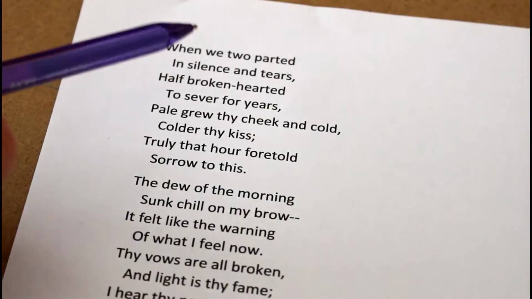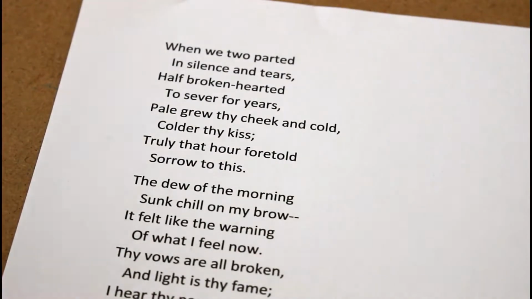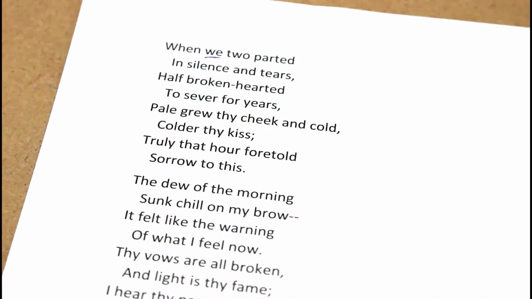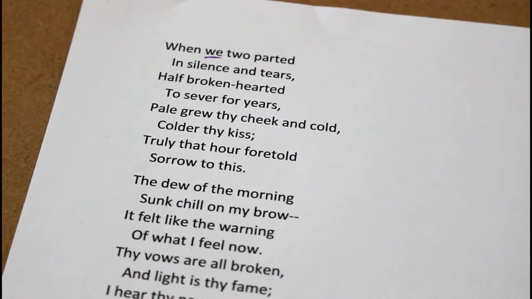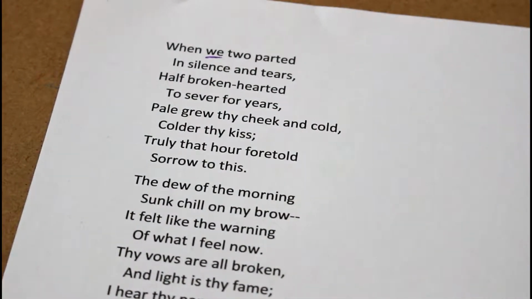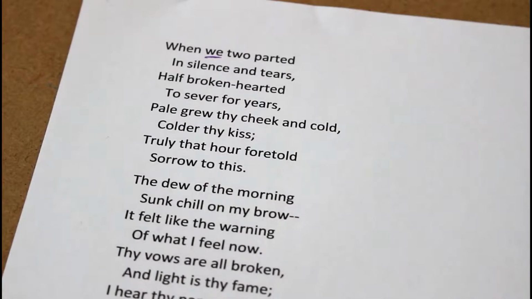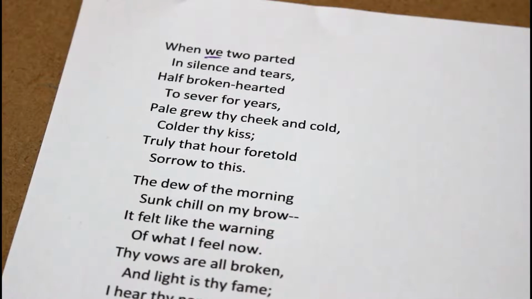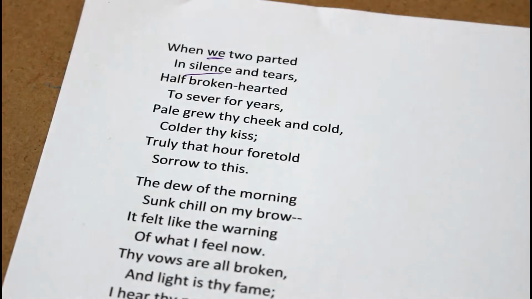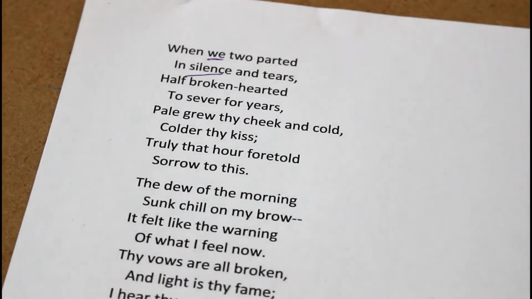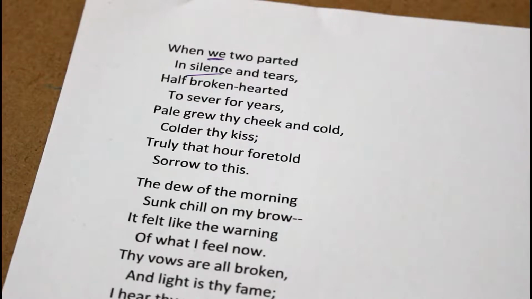So when we think about the first 2 lines, when we two parted, we, the collective pronoun there, is a direct address to both of them. The effect of this, and remember you have to write about the effect of the language, is it makes the poem feel more personal in many respects. It has a very intimate feel to it. In silence and in tears. Now, silence could just mean quietness, or it could simply mean not speaking, not saying anything, which very much underlines the secrecy surrounding this relationship.